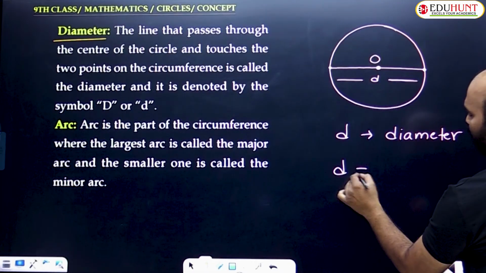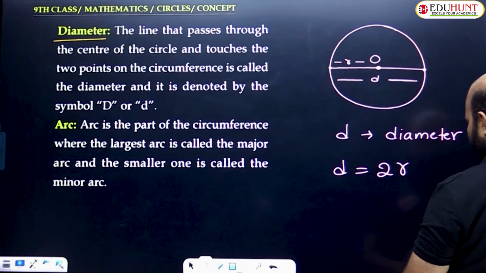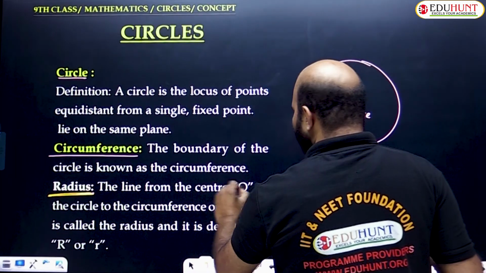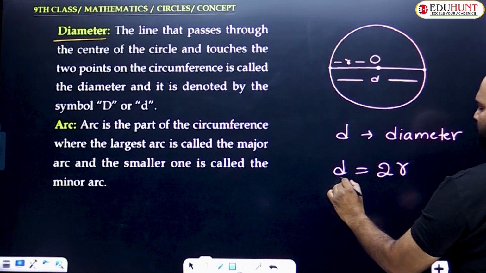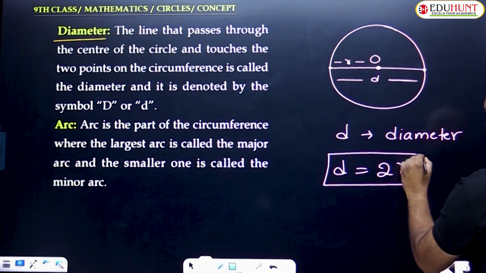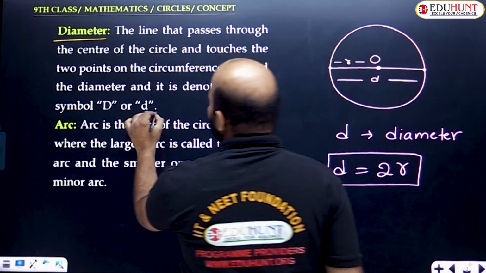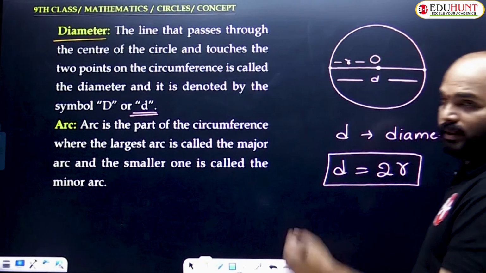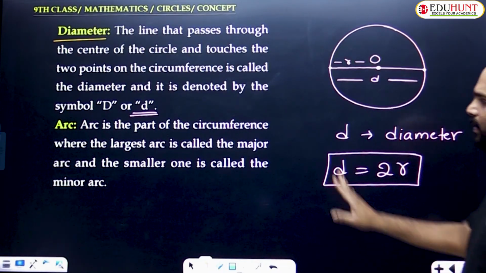D can also be written as 2r, because half of the diameter is called the radius. The radius is a line from the center to any point on the circumference. So the diameter is a combination of two radii, 2r. This is also a very important point. In geometry, diameter is denoted with D or small d, and radius is denoted by small r. Am I clear? Next one, arc.